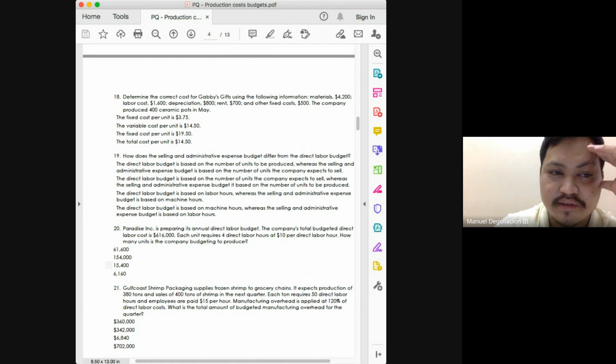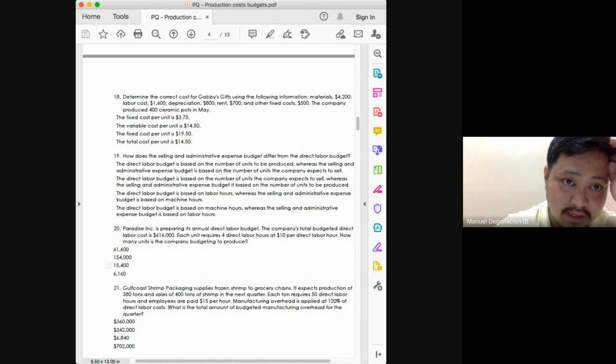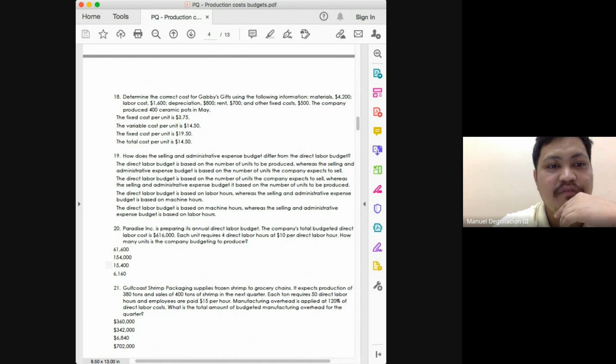Let's proceed to the second choice, variable cost per unit. Let's add all our variable costs, materials of 4,200 plus labor of 1,600. That's 5,800 divided by 400, since we're looking for the per unit. This would give us 14.5. Okay, that's it. That's the answer.